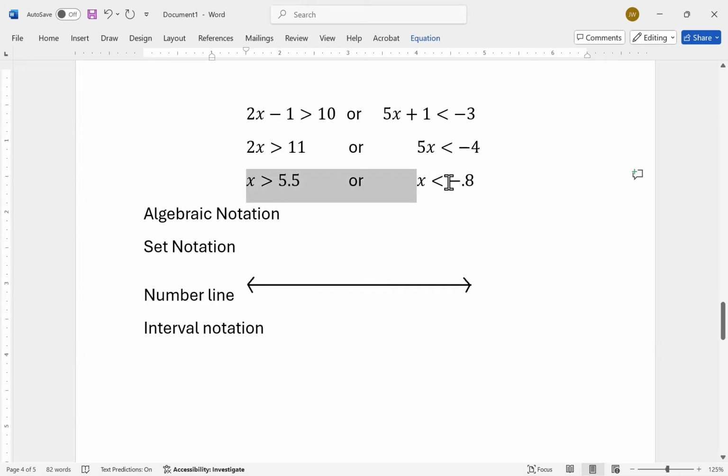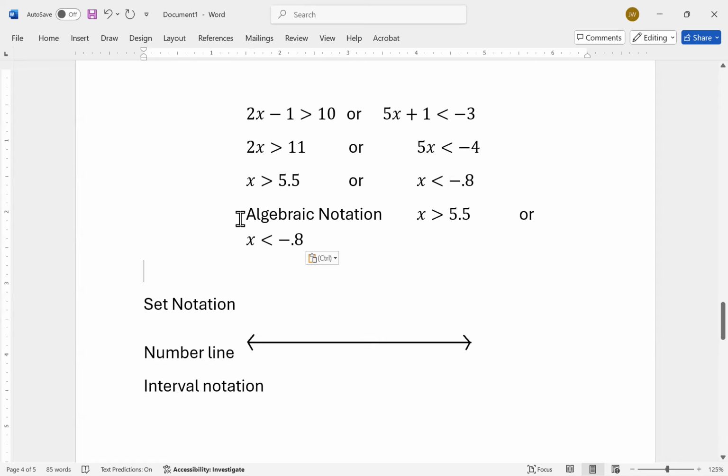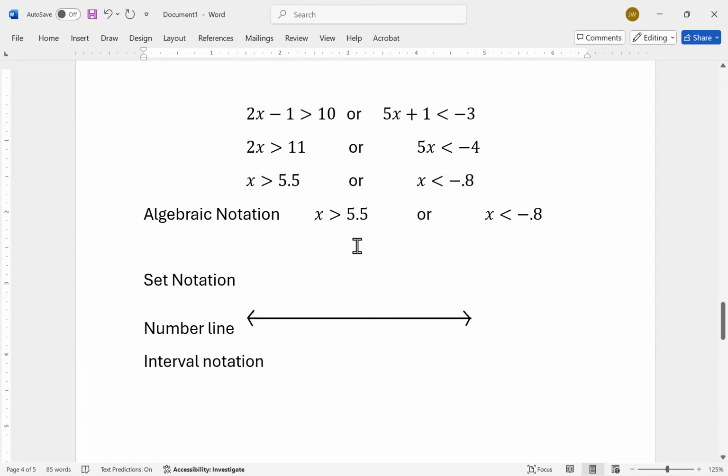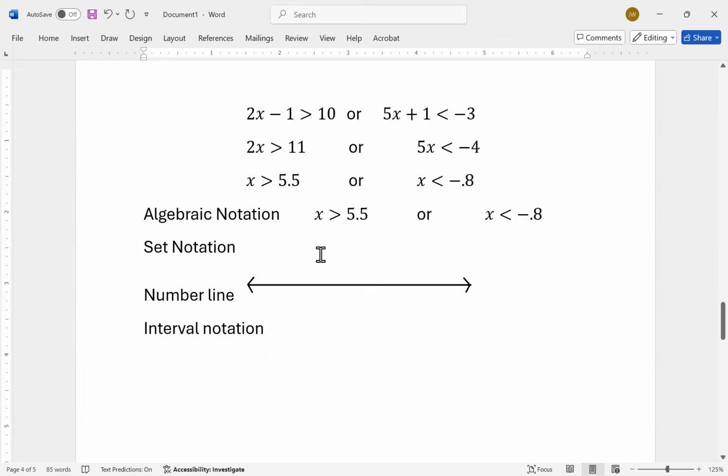And that's the algebraic notation. The algebraic notation is either x could be greater than 5.5 or x could be less than -0.8. The set notation would say the same thing. The set notation would say the set of all x's such that x is greater than 5.5 or x is less than -0.8.